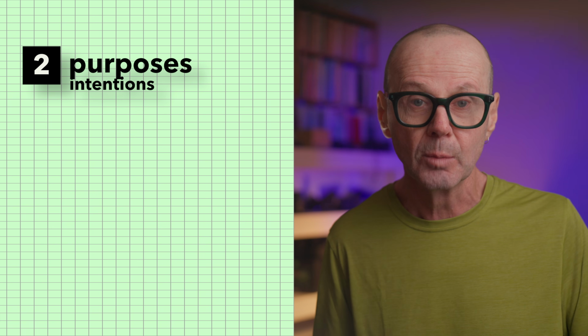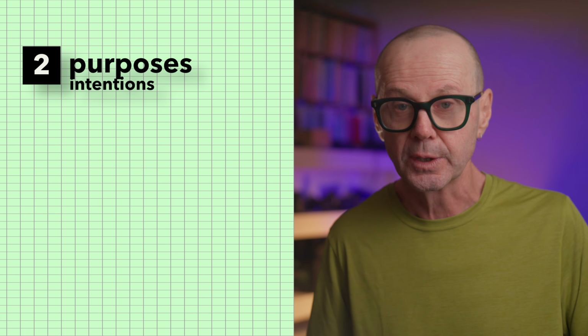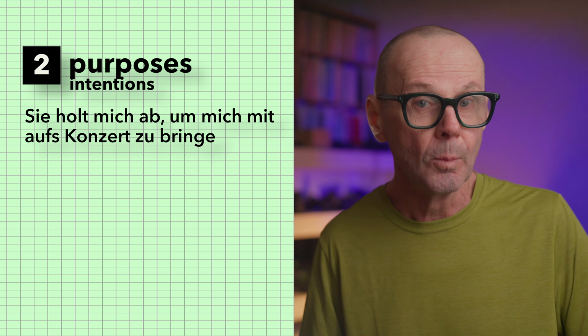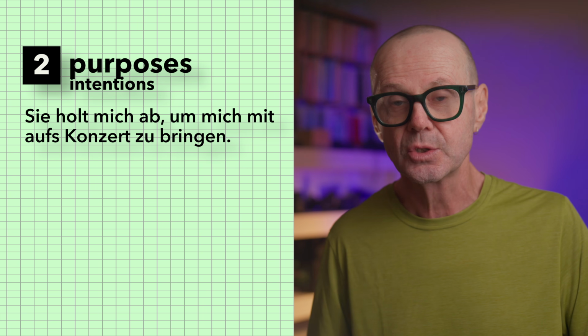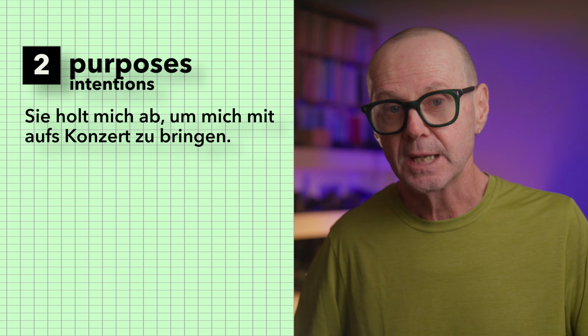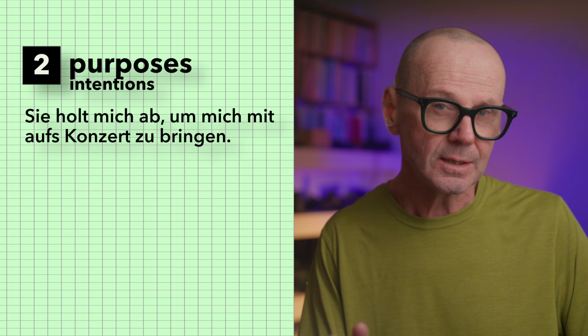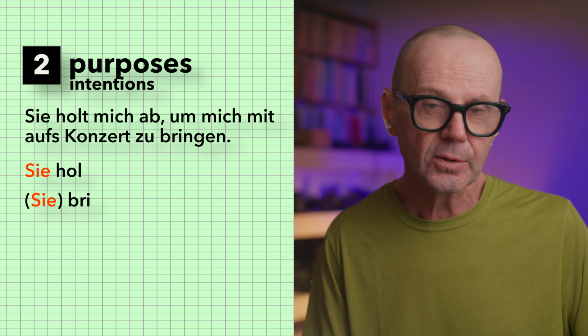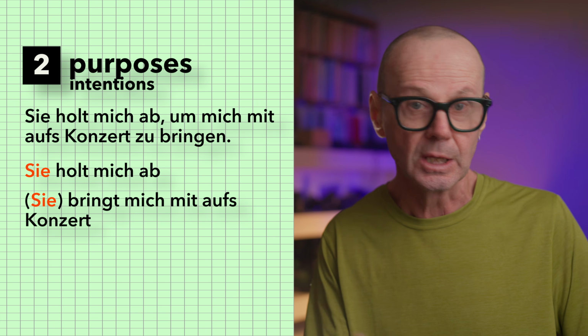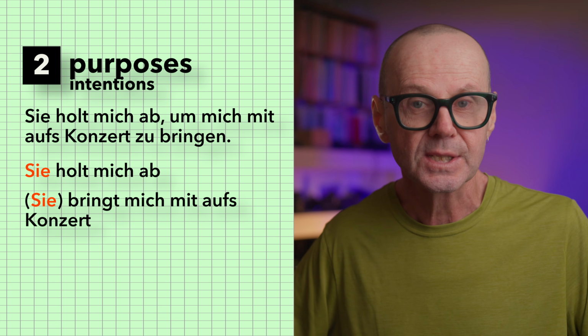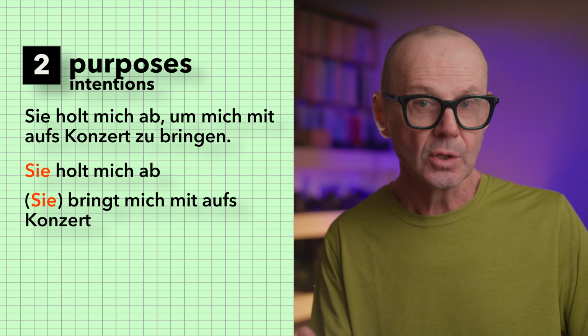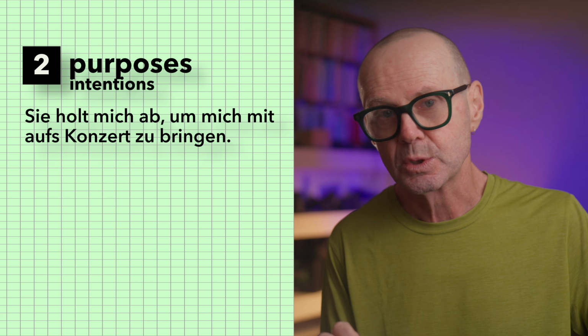Another quick example, because we've got something important coming up. Sie holt mich ab, um mich mit aufs Konzert zu bringen. She's picking me up to take me to the concert. Now, I don't know whether you've noticed, but in both of these clauses, she, whoever she might be, is the subject. And that's no accident. So what if the sentence was a bit different?